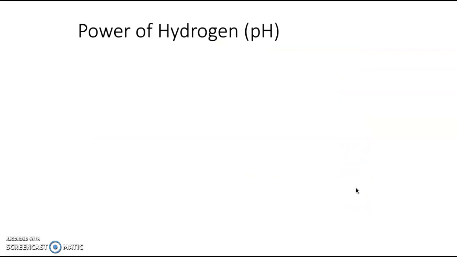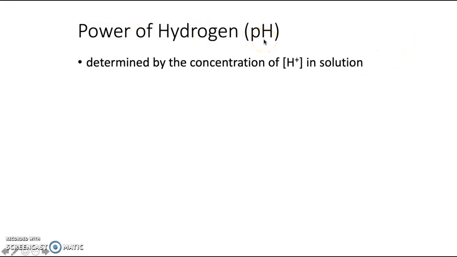Okay, so pH, it actually means something. The P is for power of hydrogen. Okay, and the pH is determined from the concentration of hydrogen ions in solution. You'll remember that an acid is characterized by having a high concentration of hydrogen ions. So the pH is calculated as the negative log of the concentration of hydrogen.